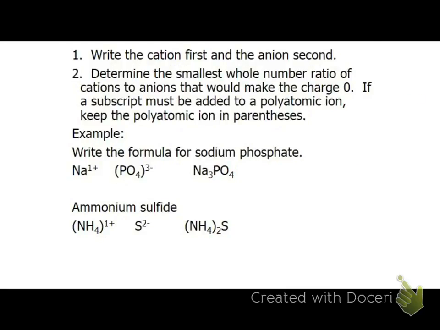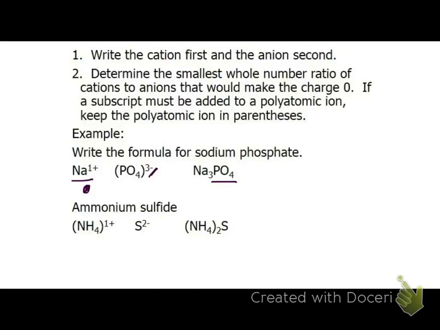So here we have sodium and phosphate. Sodium is a plus 1, phosphate's a negative 3. So I'm going to need 3 sodiums to go with one of the phosphates. So I would write that as Na3PO4. And notice when I only need one, I don't include the parentheses.